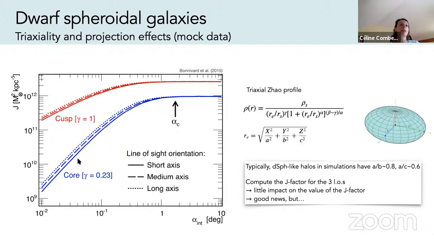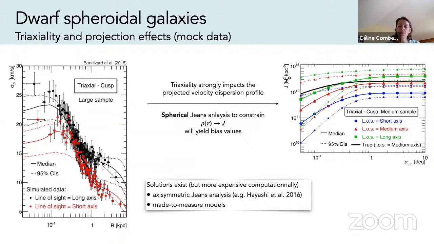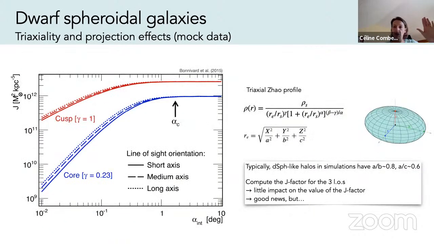And you can see that for a core or cusp, it doesn't matter. Actually, the J factors are quite similar. So that's good news in principle. We are not too sensitive to the triaxiality. Where things become a bit trickier is that this was dark matter only. I was not doing a Jeans analysis.